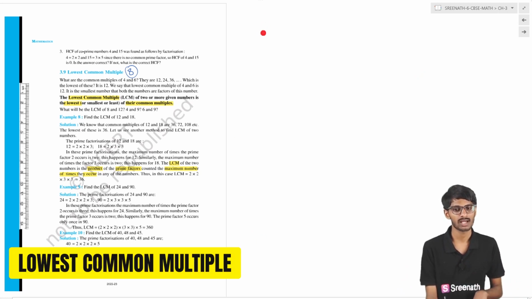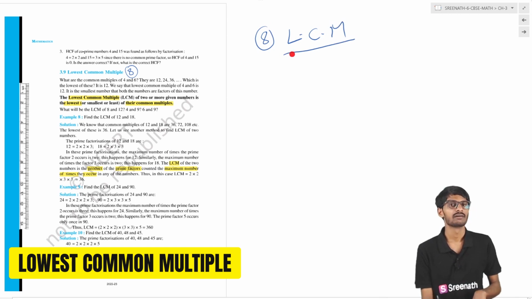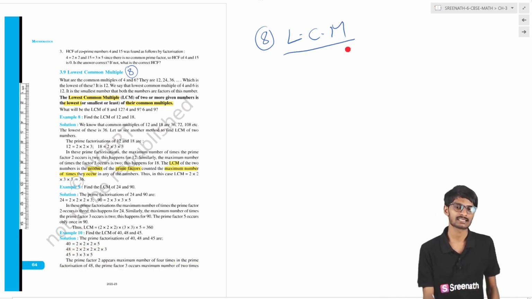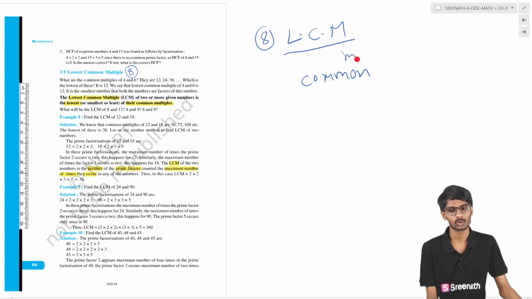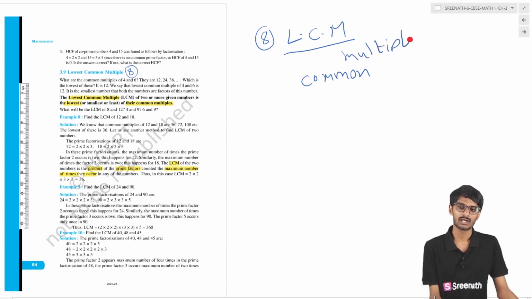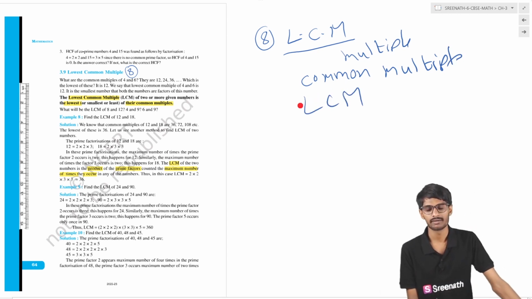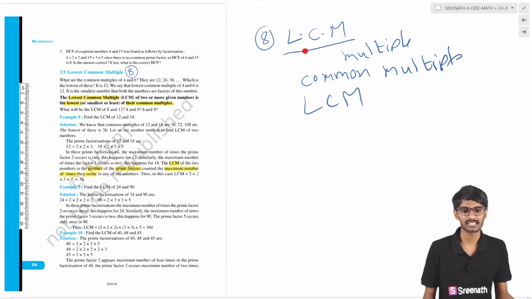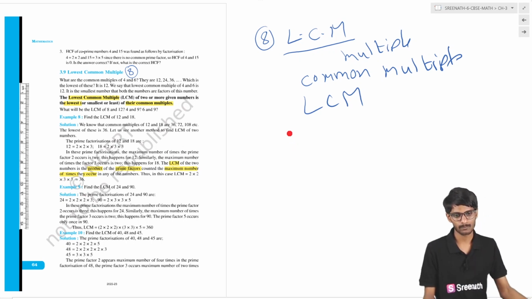Now we will come to the 8th topic, that is least common multiple, LCM. We will very frequently use it in higher classes. LCM, least common multiple, which is also simple, students. Basically we know about multiples, and we know about common multiples also. Now we are going to find the least common multiple, which means finding common multiples and finding the least of the common multiples.